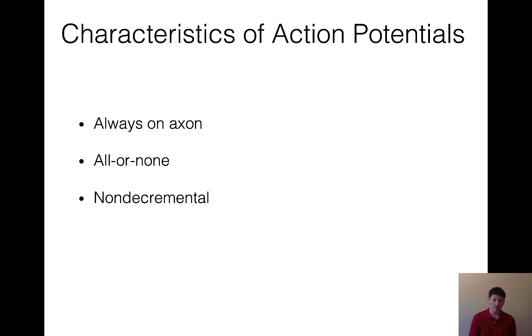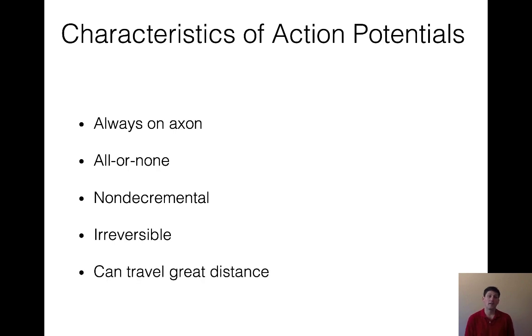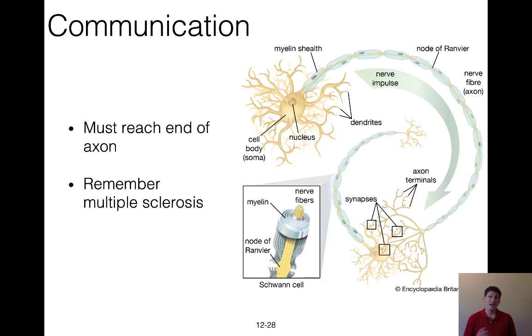It's not decremental. Remember, with our graded potentials, we saw that it sort of dwindled. With our action potentials, we're hitting that spike up to a positive 35. It's not reversible, so it's not going to go back, and it can travel a really long distance in our bodies. Now, it has to get to the end of our axon, because what we'll see in our next lectures is as that signal is traveling down our axon, it has to reach those terminals. And in order for it to communicate chemically across the synapse, that action potential needs to stimulate those axon terminals.